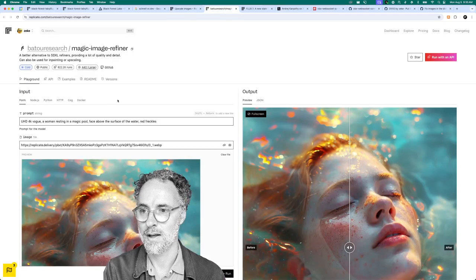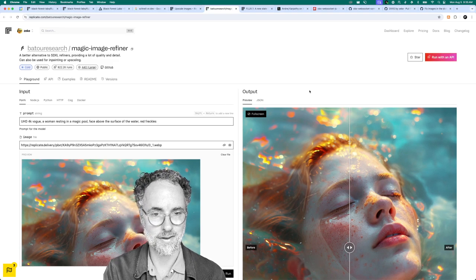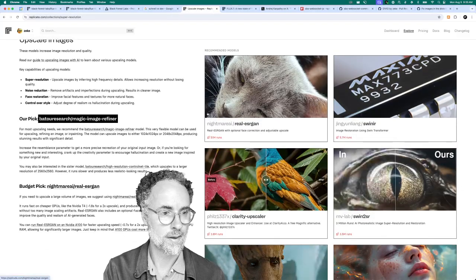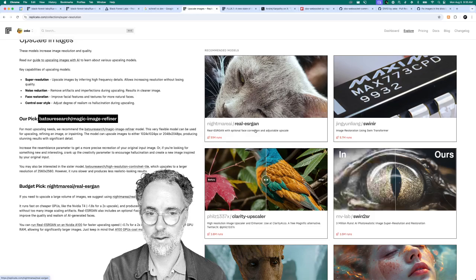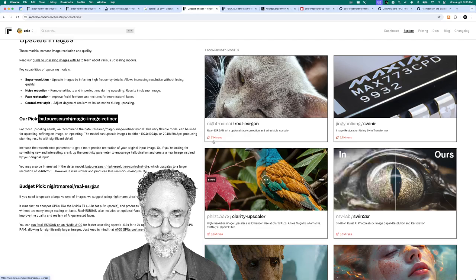because I actually went to try out this Magic Image Refiner, and the model's cold, which means if I try to run it, it's going to take a while to boot up. So I decided instead to just go for the model that has the highest number of runs, because that's sometimes a pretty good proxy for knowing whether or not it's popular.